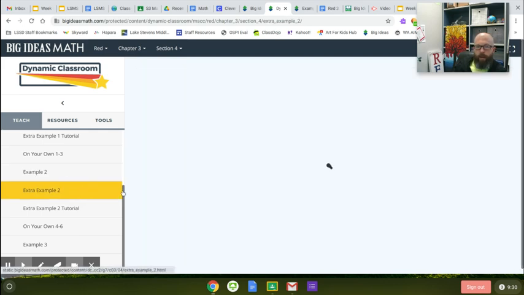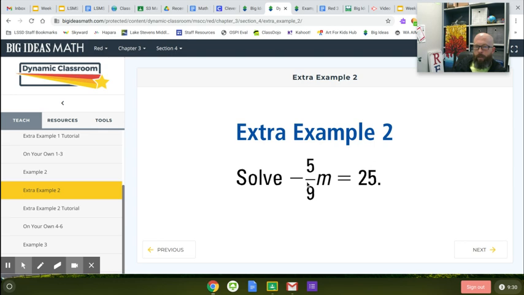All right, let's take a look at another one. Same thing here. Don't divide by negative 5/9. We're going to multiply by negative 9 over 5. And let's see how they do it.